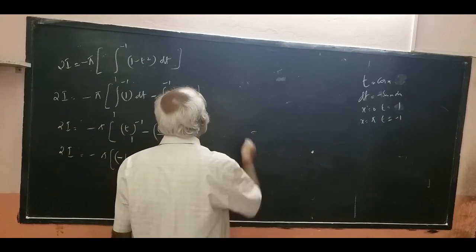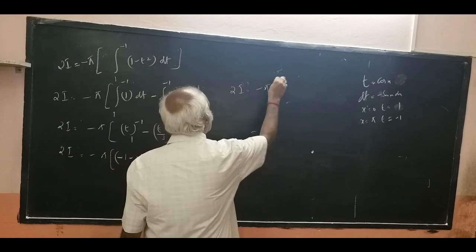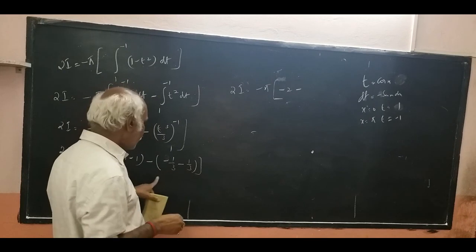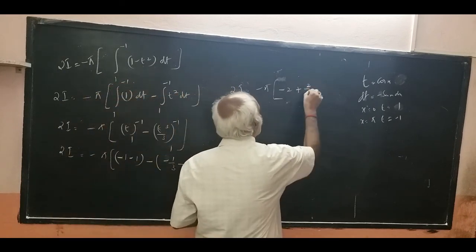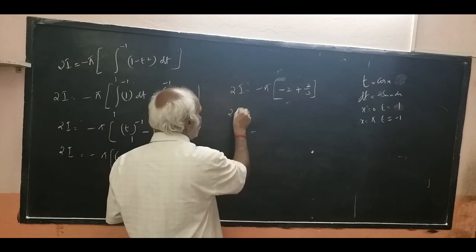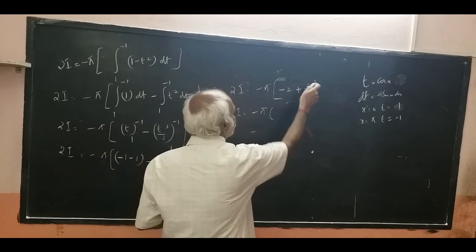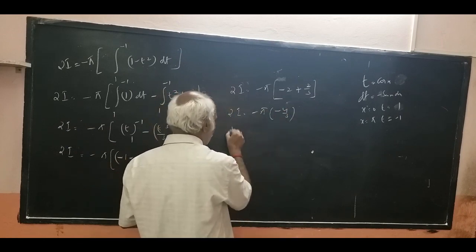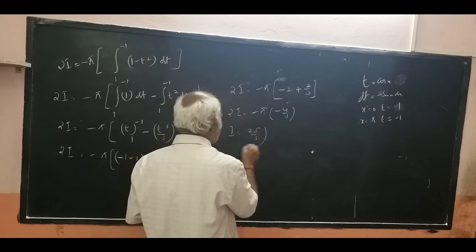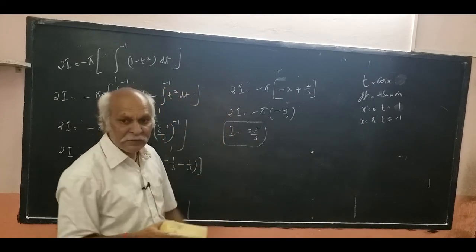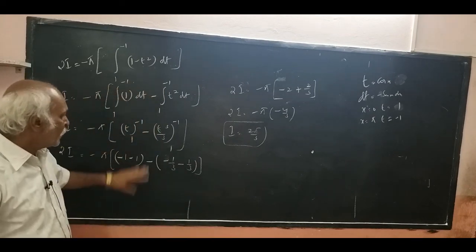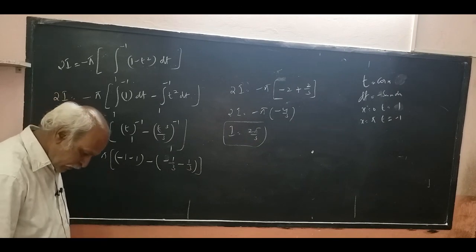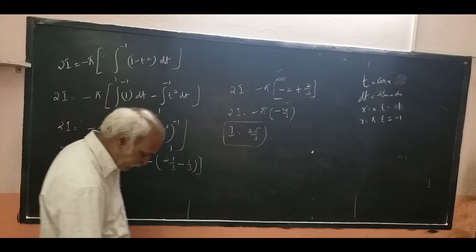So what will happen? 2I is equal to minus pi. This is minus 2, minus 1 by 3 minus 1 by 3, minus 2 by 3. Minus of minus becomes plus 2 by 3. So this becomes 2I is equal to minus pi, minus 6 plus 2 is minus 4 by 3. So minus of minus becomes plus. I is equal to 2 pi by 3. Right? Upper limit minus lower limit. Okay. This type of problems are very, very important. Today we have seen some typical problems. We will continue some more problems in this exercise. Okay. Right.